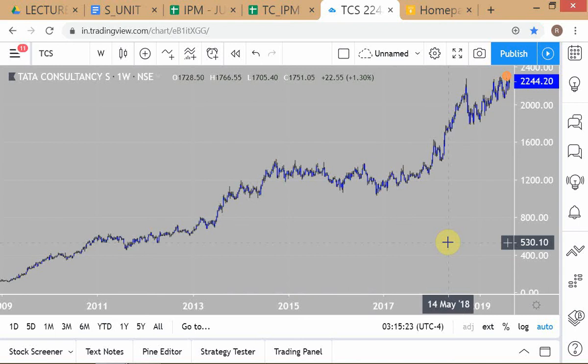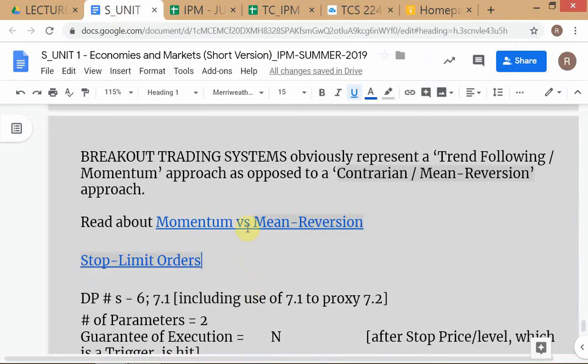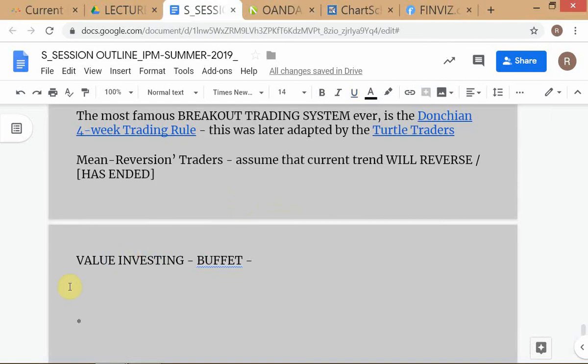Are you following so far? Now you follow it. You do this on your own later on. So far it's clear: momentum, mean reversion, the Donchian system, you understood? Yes, enter at the 4 week high, exit at the 4 week low. Here we are going with a one-sided approach, that is we are not exiting at the 4 week low and going short. I'm giving you a sort of non-stop-and-reverse version of the Donchian system.